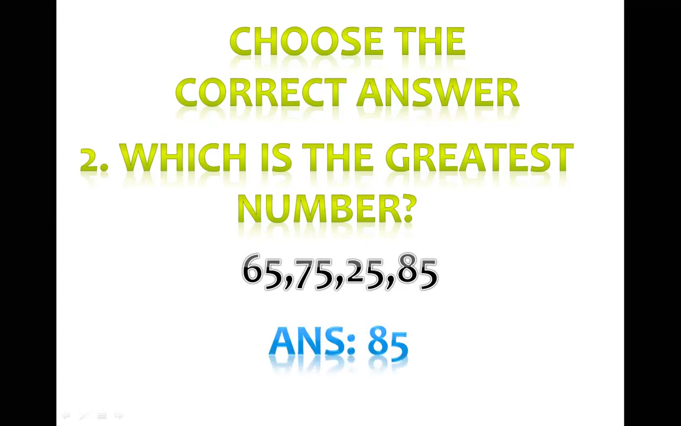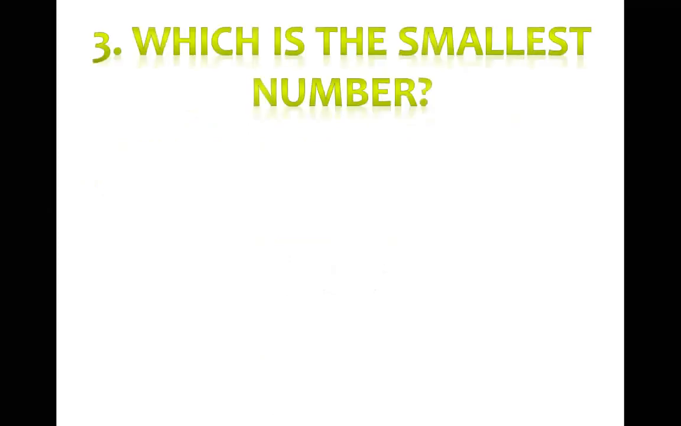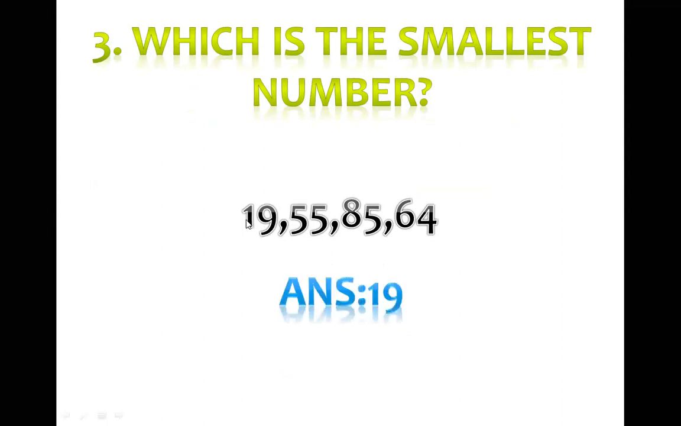Yes. Now next question. Which is the smallest number? Again 4 numbers, you got it on the screen. See here, 19, 55, 85, 64. So first see 1, 5, 8, 6. I choose 1, means 19. Is it correct? Let me see. Yes, it is the answer. Which is the smallest number is 19. Yes, yes.